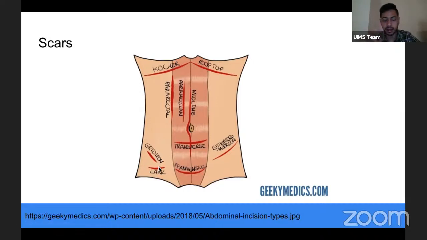Lanz, once again, depends on the anatomical variation of the appendix. Pfannenstiel is what is used by obstetricians and gynecologists for cesarean sections. And there's also Rutherford Morrison, which is for more complex bowel surgeries. So it's very important to be able to identify these incisions and then to correctly name the type of incision, especially when you're writing down notes and explaining to a doctor.